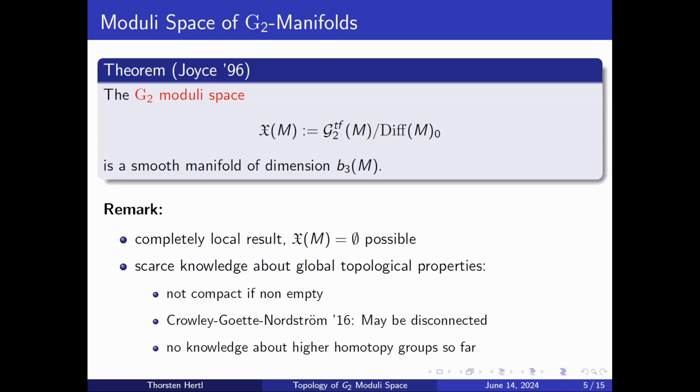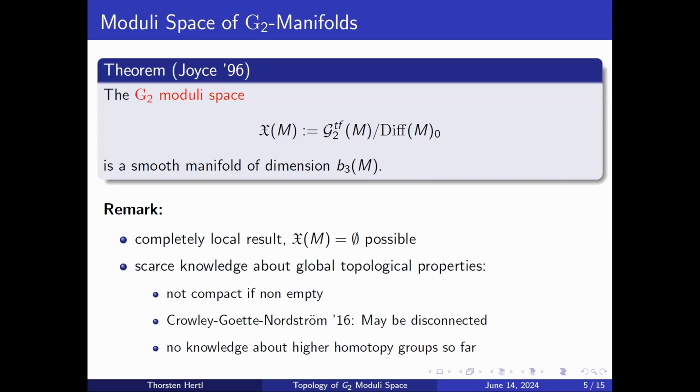Information about the global topological properties of that space is rather scarce. So we know that this is not compact if it's not empty, because we can embed a half-line, just by scaling the torsion-free form by a positive constant. This is still torsion-free. And another result in that direction is due to Crowley, Sebastian Goette, and Johannes Nordström.